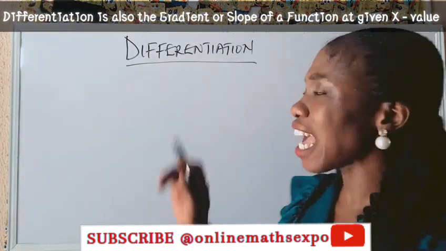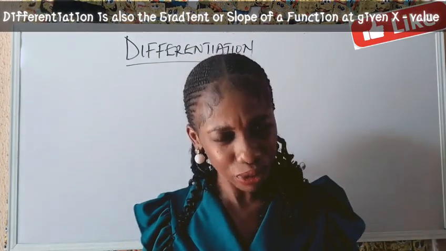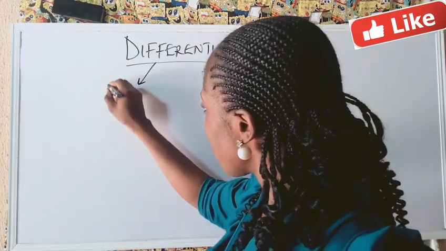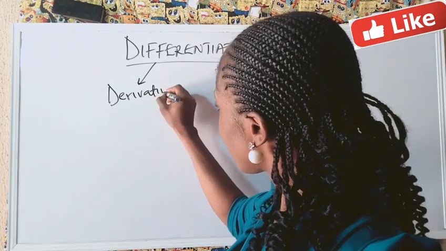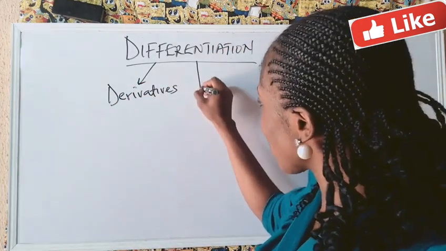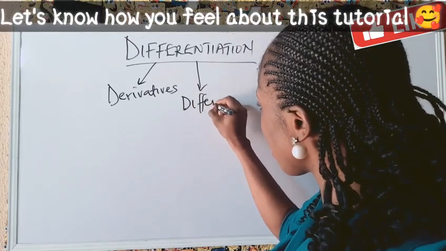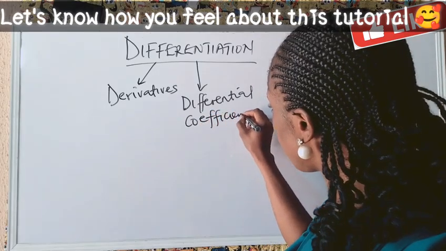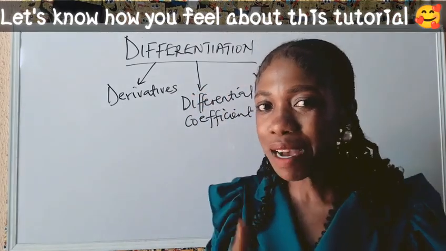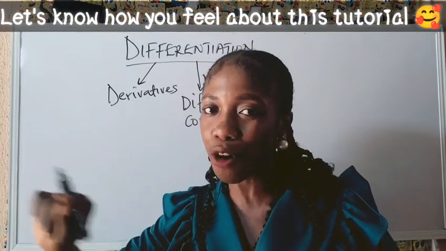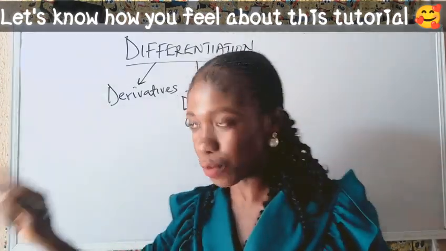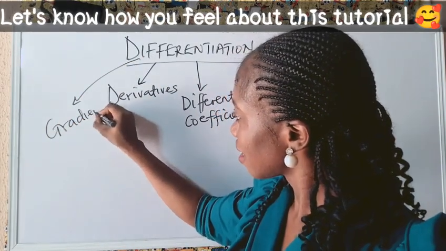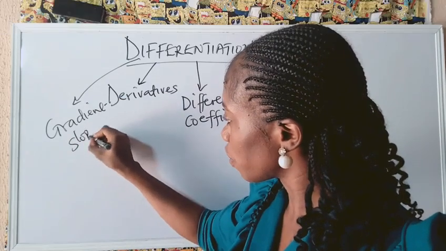Okay, are there other ways we can use in place of differentiation? Yes, there are. You can call it the derivatives. You can also call it the differential coefficient. Remember, we said it is the gradient of a function at any given x value, meaning that we can also call it the gradient or the slope.